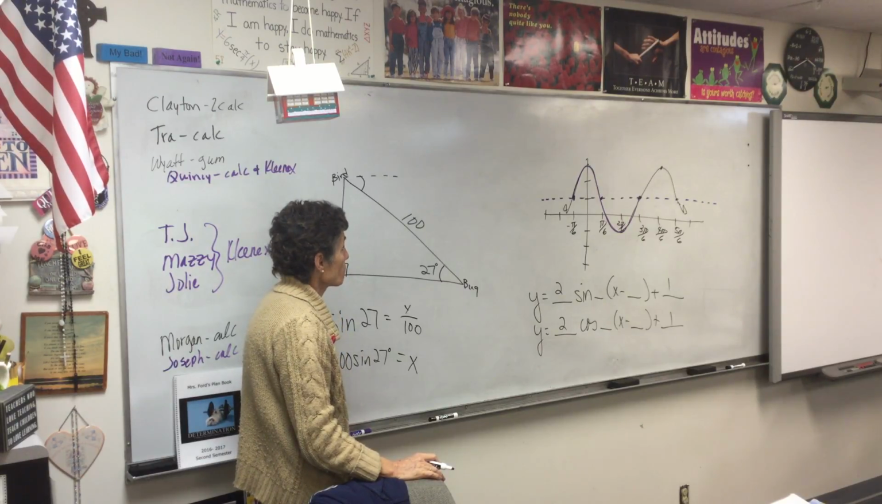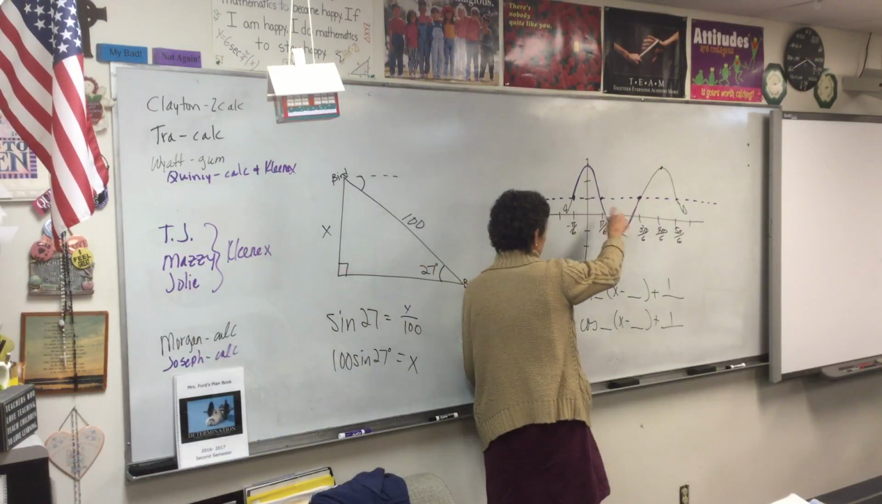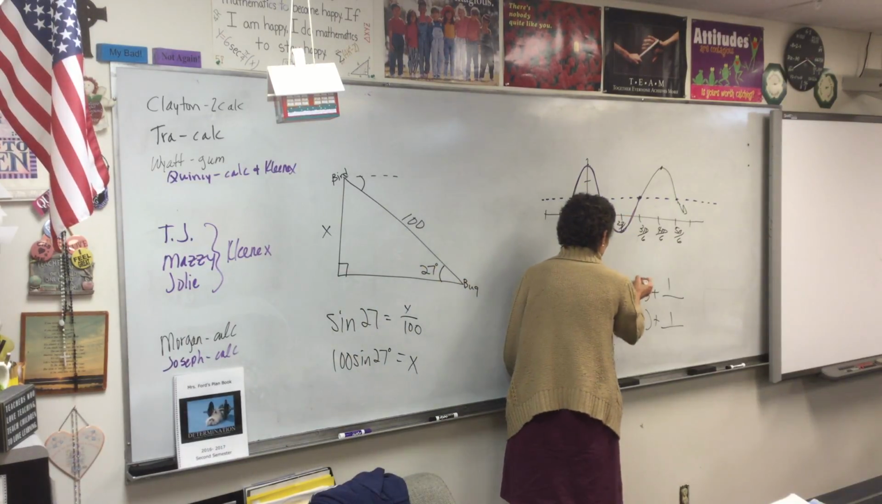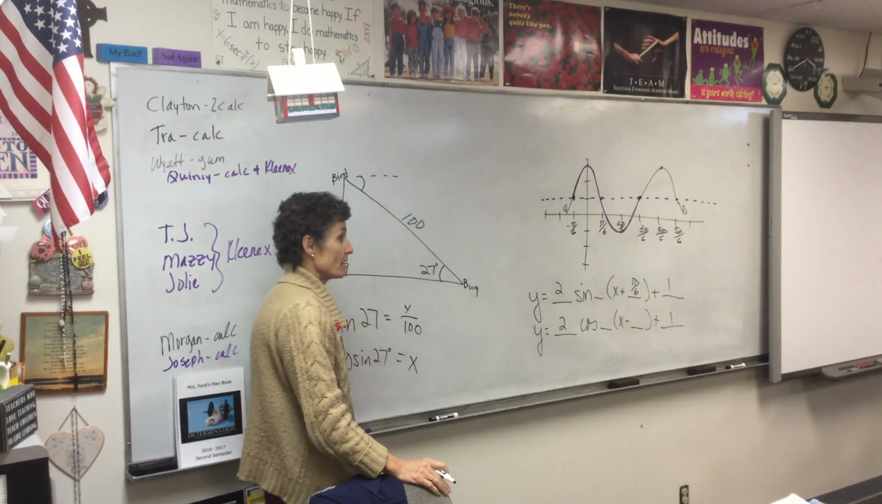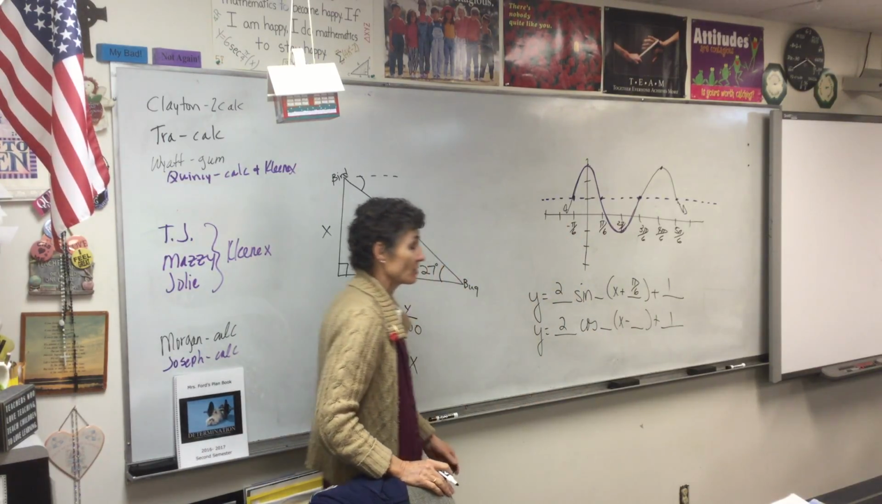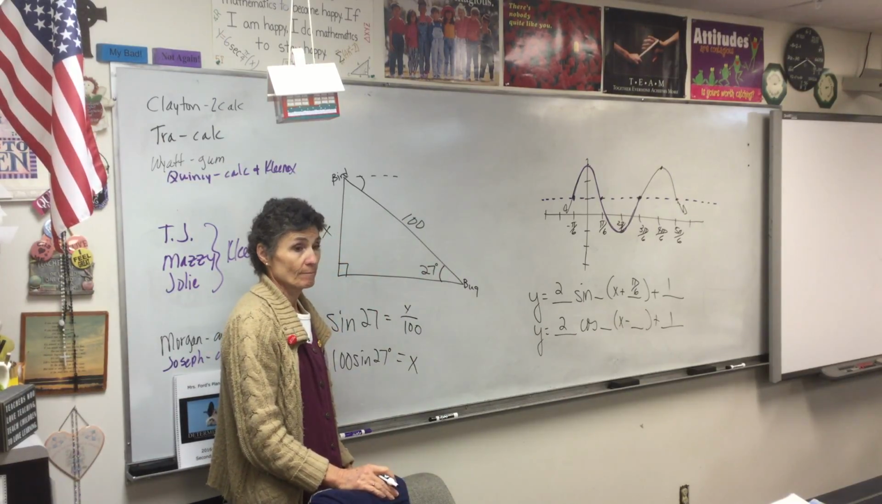Alrighty. So if that's the sine you're looking at, this would be plus pi over 6. Because if you're looking at that as a sine curve, you've shifted it to the left, pi over 6.